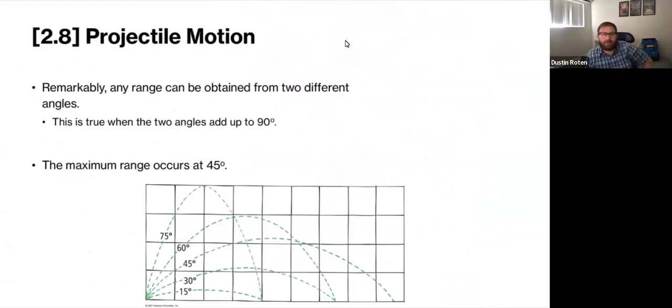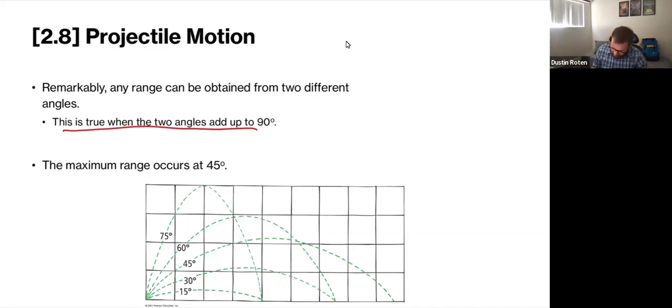So something cool about projectile motion when you're doing these 2D problems: there's actually two different angles that can get to certain positions. So the whole idea is essentially almost any range can be obtained from two different angles. If the two different angles add up to be 90 degrees, it's going to land you in the same spot.